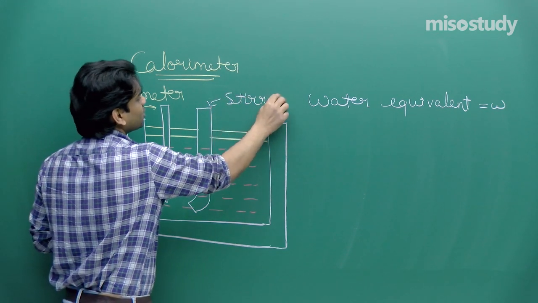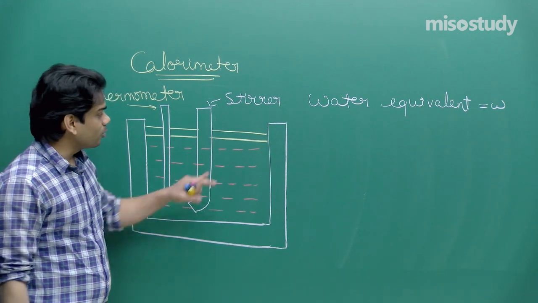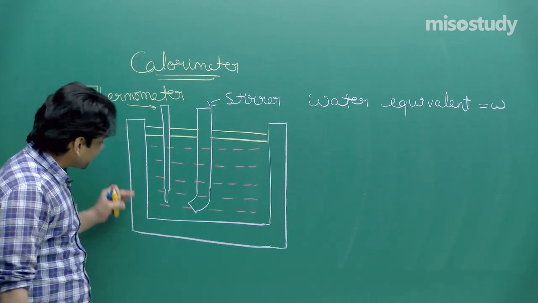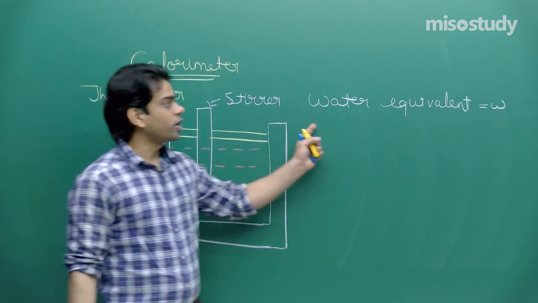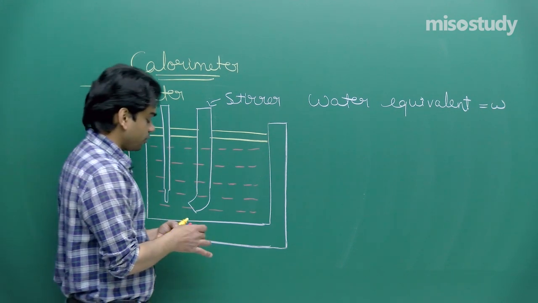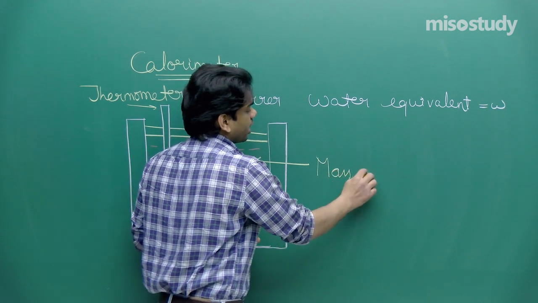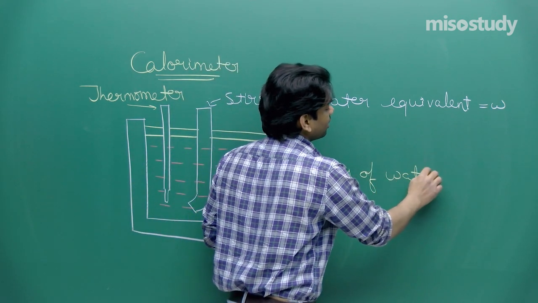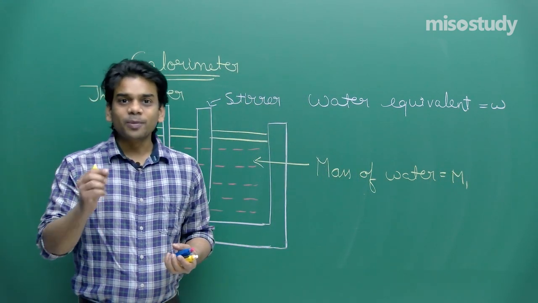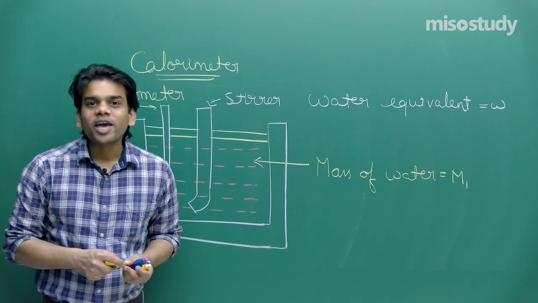Now, why are we using a stirrer? So that the water is uniformly distributed and its temperature is uniform, so that there will be no variation of temperature within the volume of water that you have taken. Now, for this entire calorimeter, you are provided with the water equivalent, that is W. Suppose you are given the mass of water that you have taken within the calorimeter, let's say M1. So, you can replace the entire calorimeter with water whose mass will be M1 plus W.